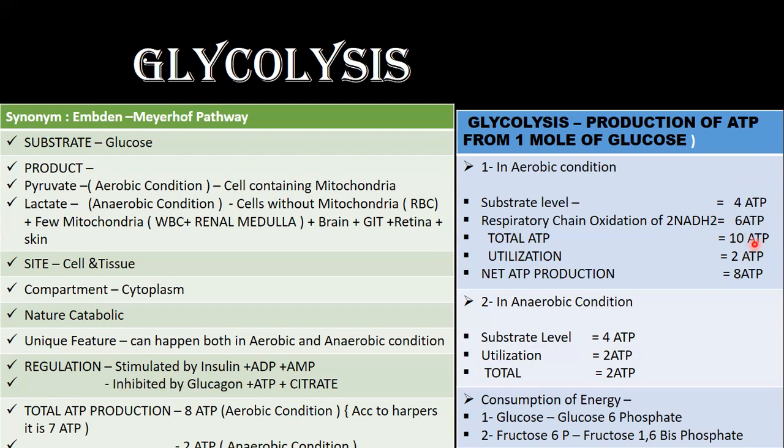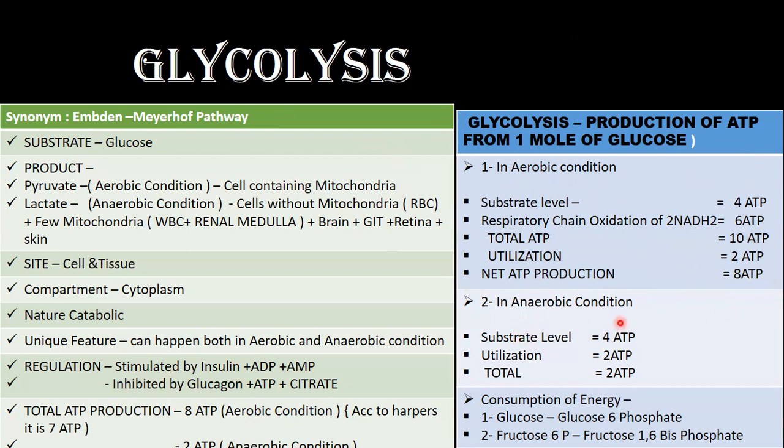Where do we utilize these 2 ATP? In the first step, from glucose to glucose 6-phosphate, and in the third step, from fructose 6-phosphate to fructose 1,6-bisphosphate. There we consume our 2 ATP. So the net total production in glycolysis is 6 ATP in the aerobic condition: aerobic condition produces 6 ATP, and the utilization is 2 ATP. There are 2 MCQs from this box.